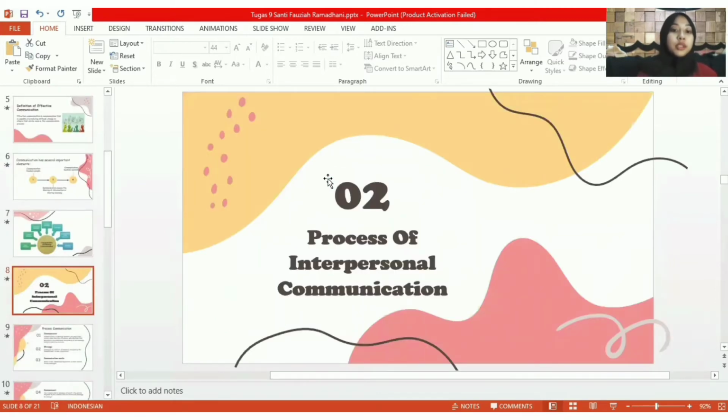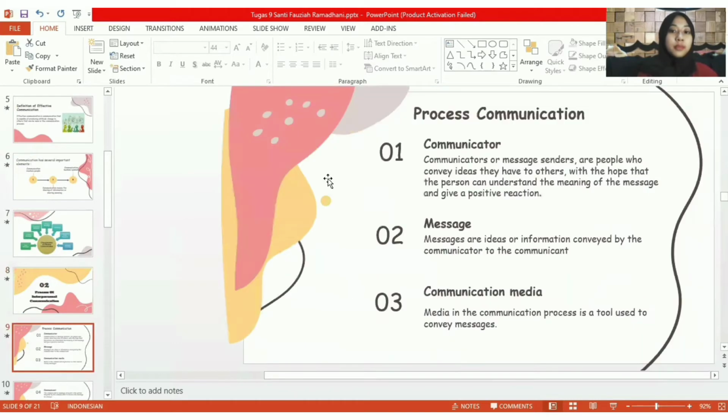Process of interpersonal communication. Process of communication. The first is communicator. Communicator or message senders are people who convey ideas they have to others with the hope that the person can understand the meaning of the message and give a positive reaction.